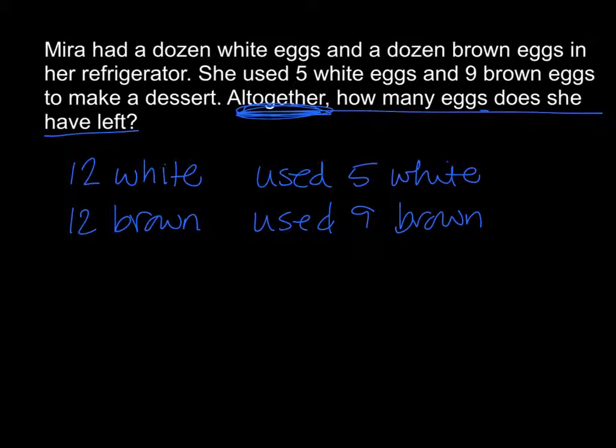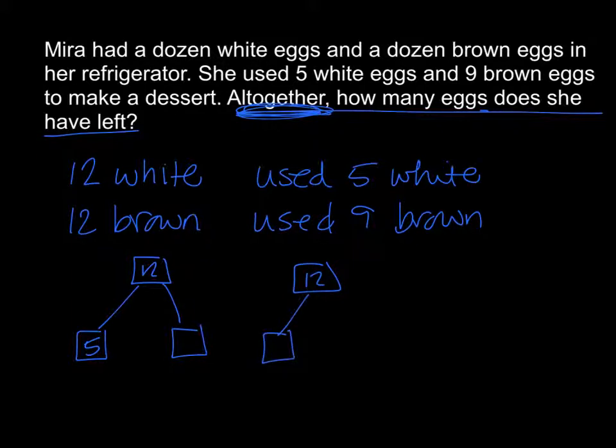Altogether, how many eggs does she have left? Well, first off, we can do math mountains here, right? For the white eggs, she had 12. She used 5. So how many are left? And hopefully what you're doing is subtracting. And then for the brown eggs, we had 12. Used 9. How many are left?